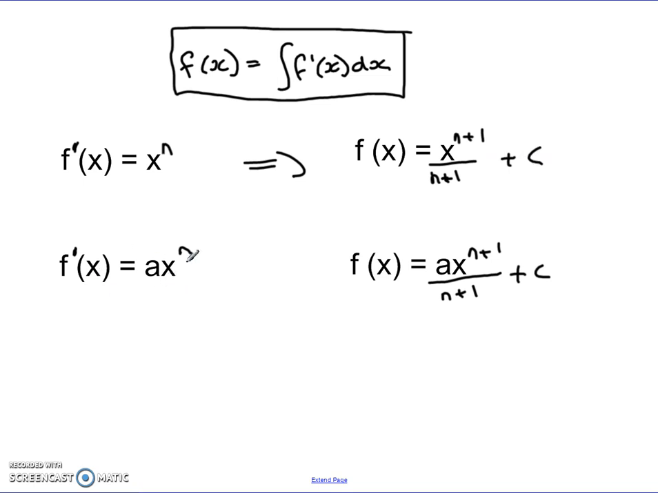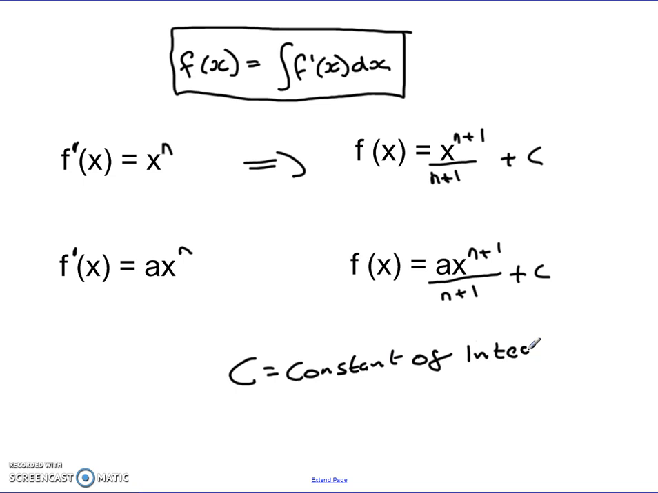If we were to do the ax to the n, same sort of thing. The x goes to the n plus 1. We then divide by this new power. The a doesn't do anything. A is just a coefficient. There's no dependence on x at this point. So we just leave it where it is. We then add on a plus c. Now, for both of these, that c has the same sort of thing. That c means the constant of integration.